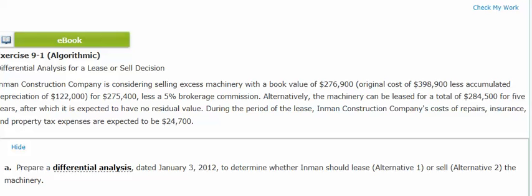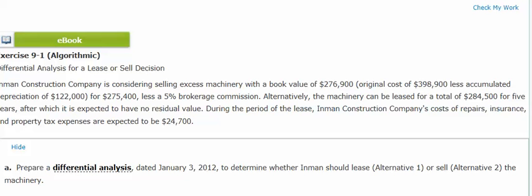Thurman Corporation, a construction company, is considering selling excess machinery with a book value of $276,900. Original cost of $398,900 less accumulated depreciation of $122,000. We're going to sell that for $275,400 less a brokerage commission of $5,000.